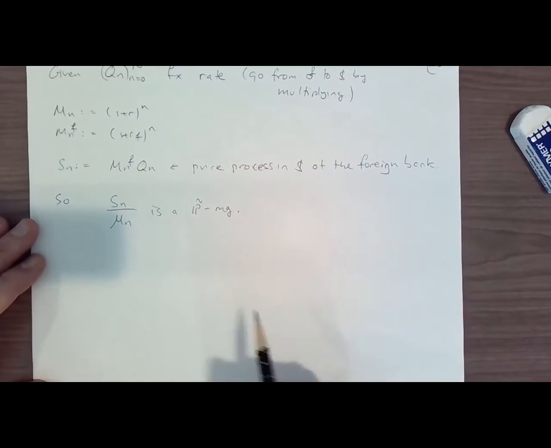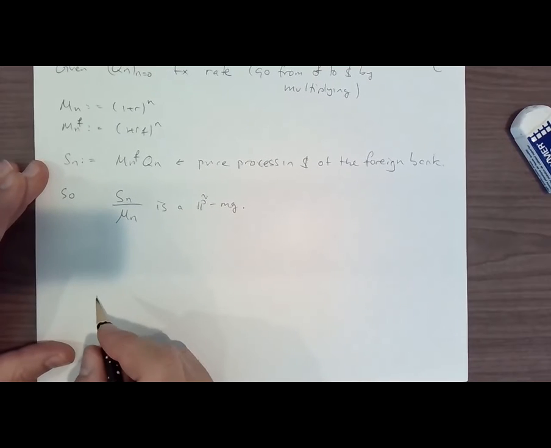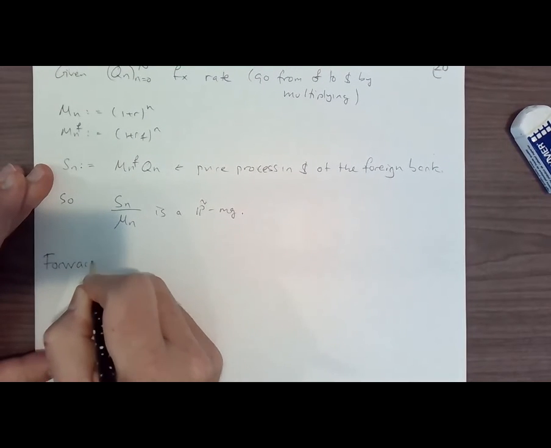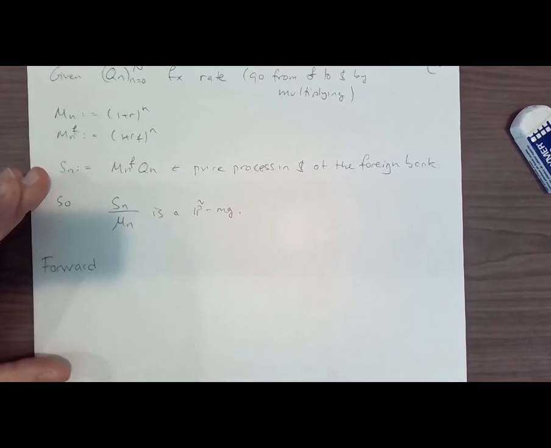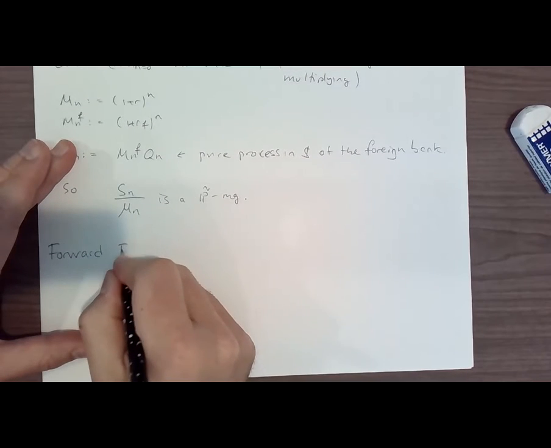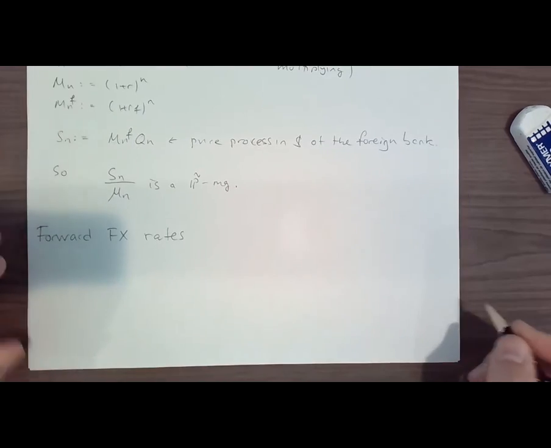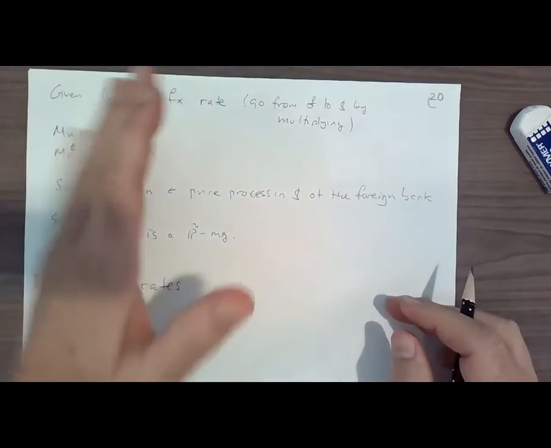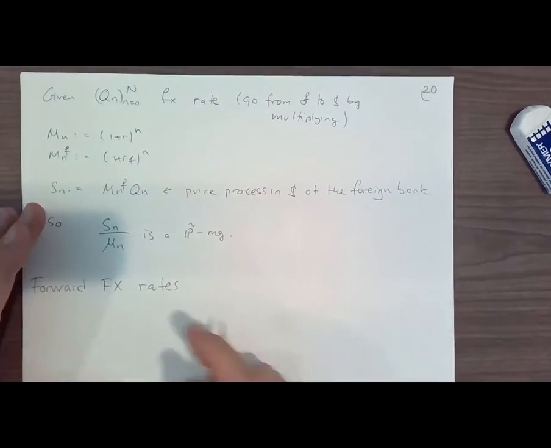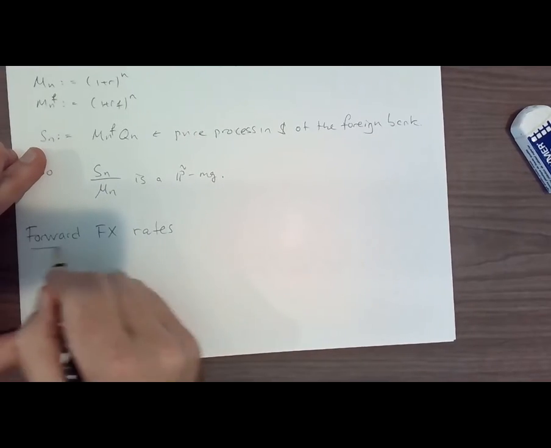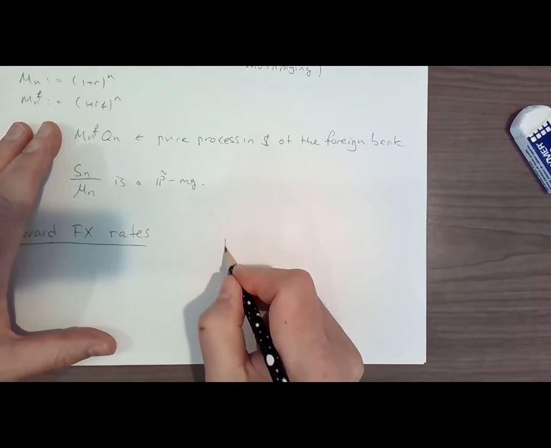So the next thing that I want to talk about is forward. So again, we're going to use the word forward. So we're going to use forward foreign exchange rates. So not current ones, right? The Q_n is what you multiply on to convert now. So forward foreign exchange rates.